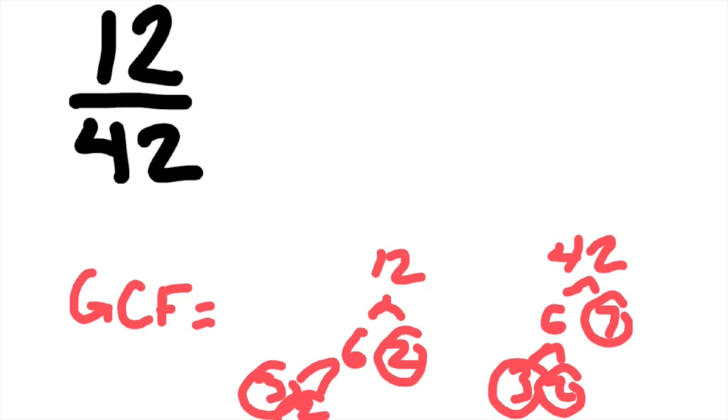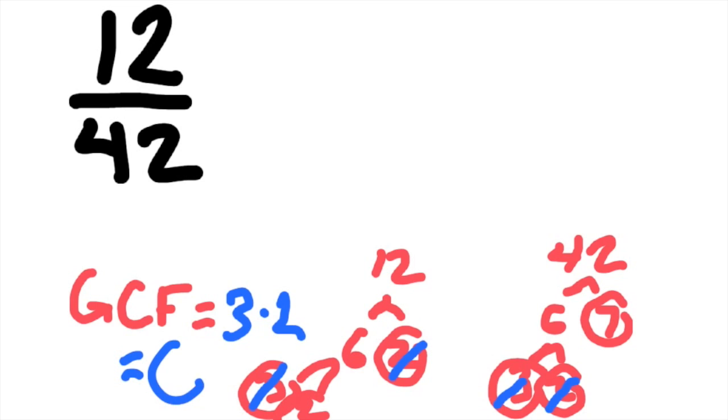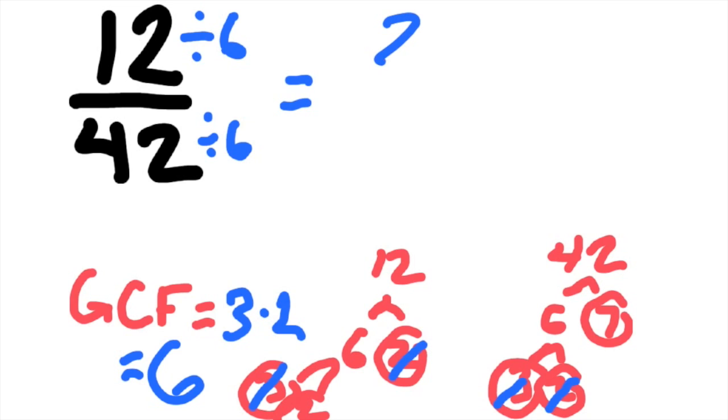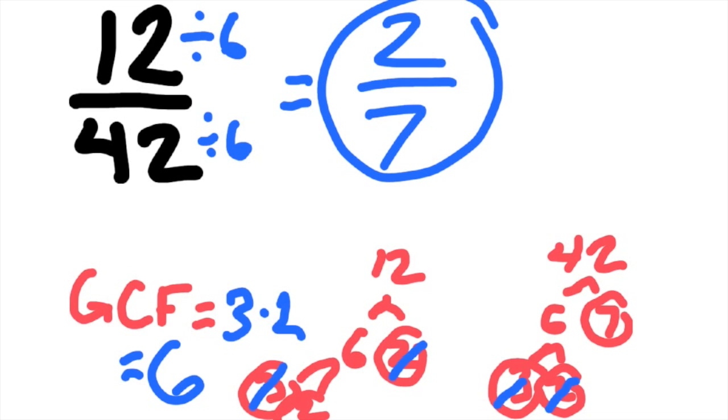Now to find the GCF, you find those common prime factors that they both share. In this case, it's going to be a 3 and a 2. They share 3 and 2, and 3 times 2 is 6. So the greatest common factor is 6. Once you have the greatest common factor, all you need to do is divide the numerator and denominator by 6 to get the simplified fraction, which is 2/7.